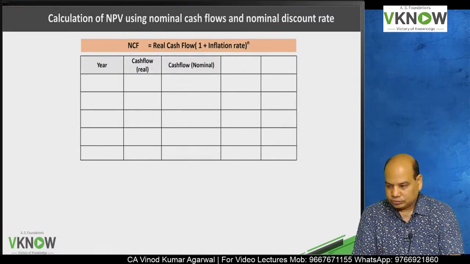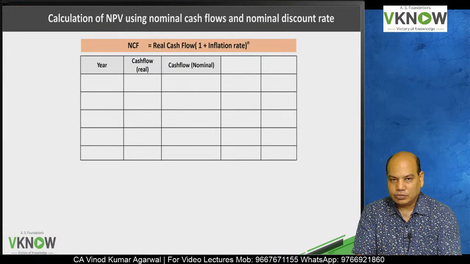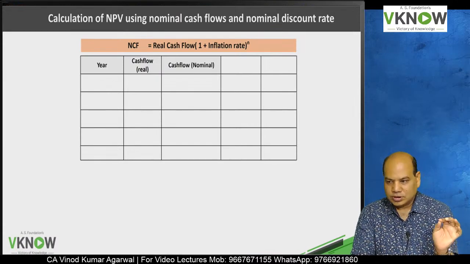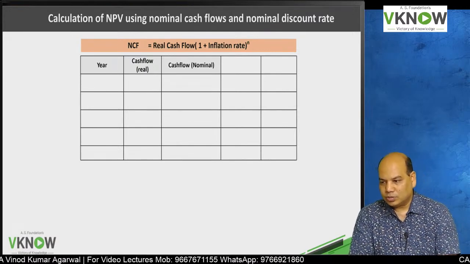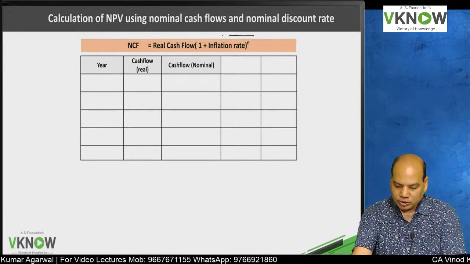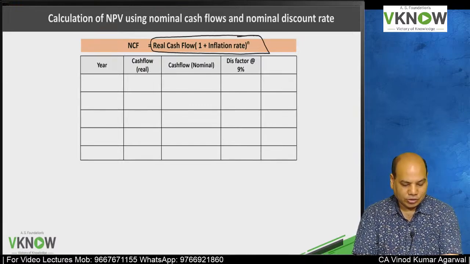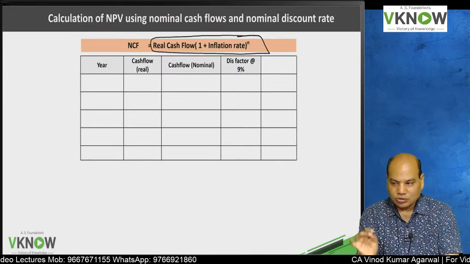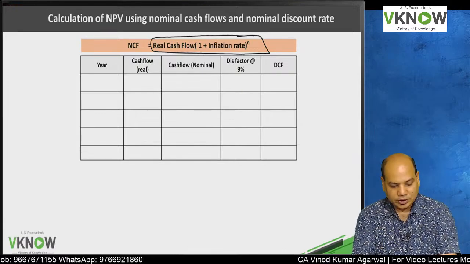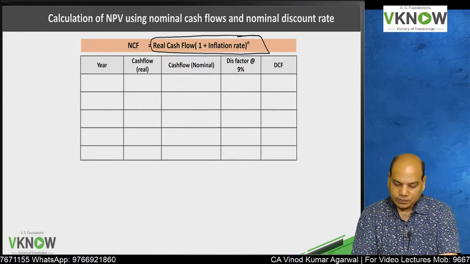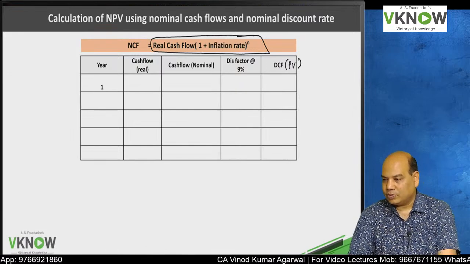I'll draw a table first, because every year nominal cash flow will change because of inflation. First column year, draw in your notebook. Second column cash flow real. Third column cash flow nominal, and to convert cash flow into nominal you will apply this formula. Then discounting factor at 9%, which is already given. And the last column is discounted cash flow, which means present value.